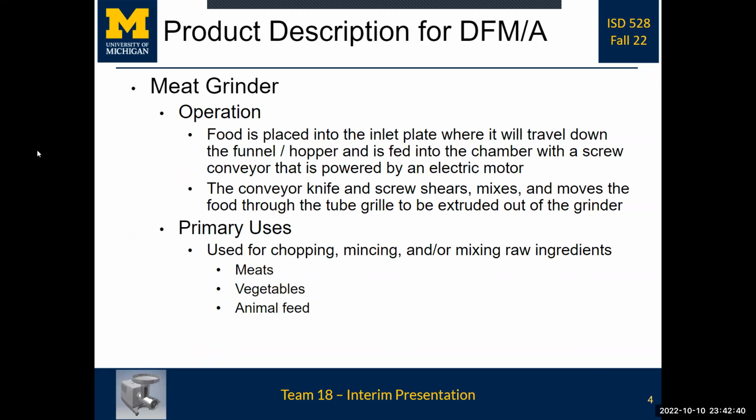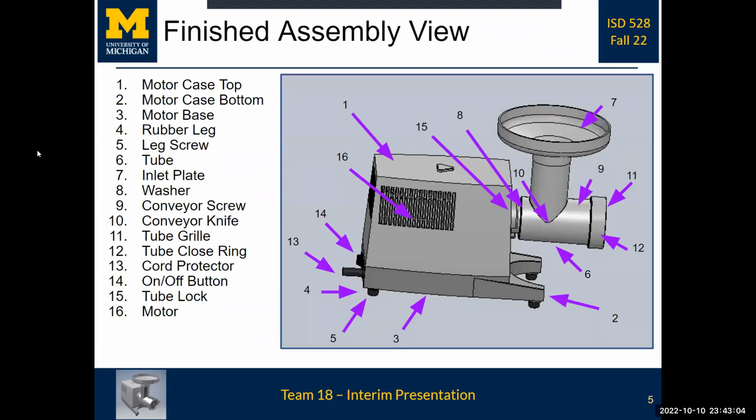Going next, we have the product description. Our product is a meat grinder, and as we know, the operation of a meat grinder is simple. We take the meat through the inlet plate where it will travel down to the funnel, and it is then fed into the chamber with a screw conveyor, which is powered by an electric motor. Our primary users will use our machines for chopping, mincing, or mixing raw ingredients such as meat, vegetables, and animal feed. Moving on, we have the assembly view.